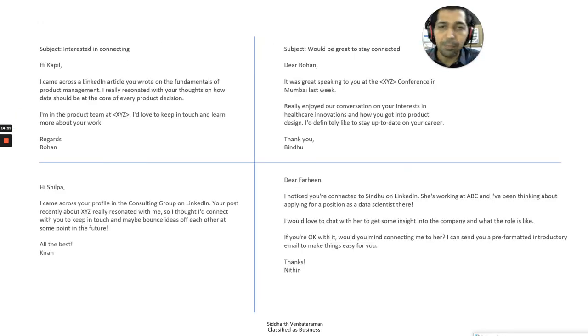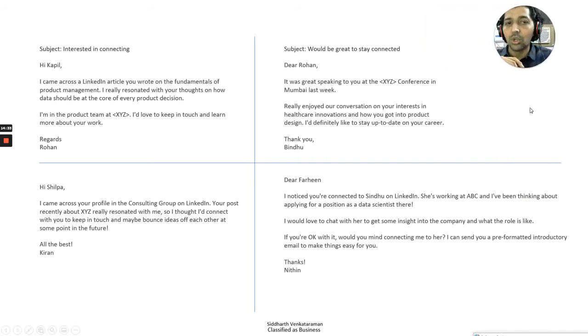So these are some templates for how you can craft your message. Okay. So the first one is: I came across a LinkedIn article you wrote on the fundamentals of product management. It really resonated with me. I'm also in the product team of such and such a company. I would love to be in touch with you.